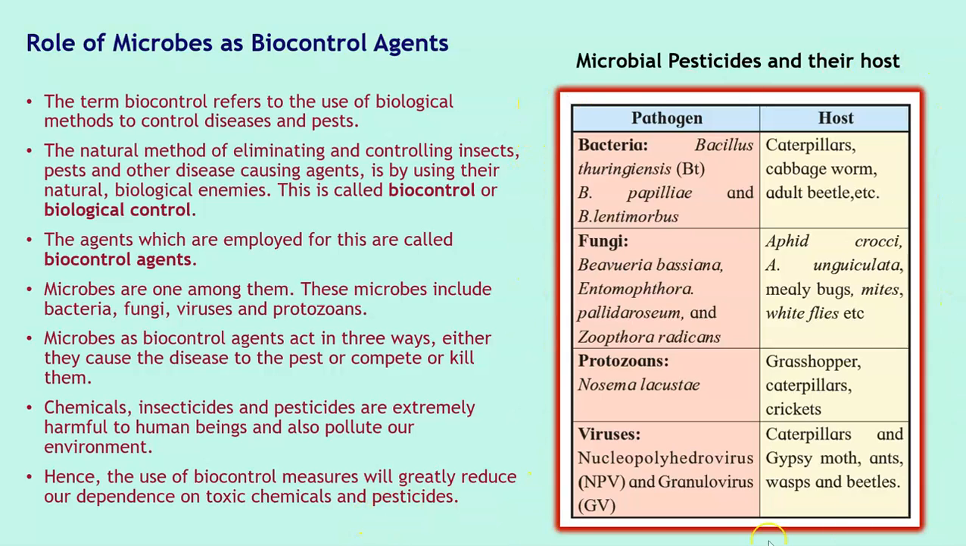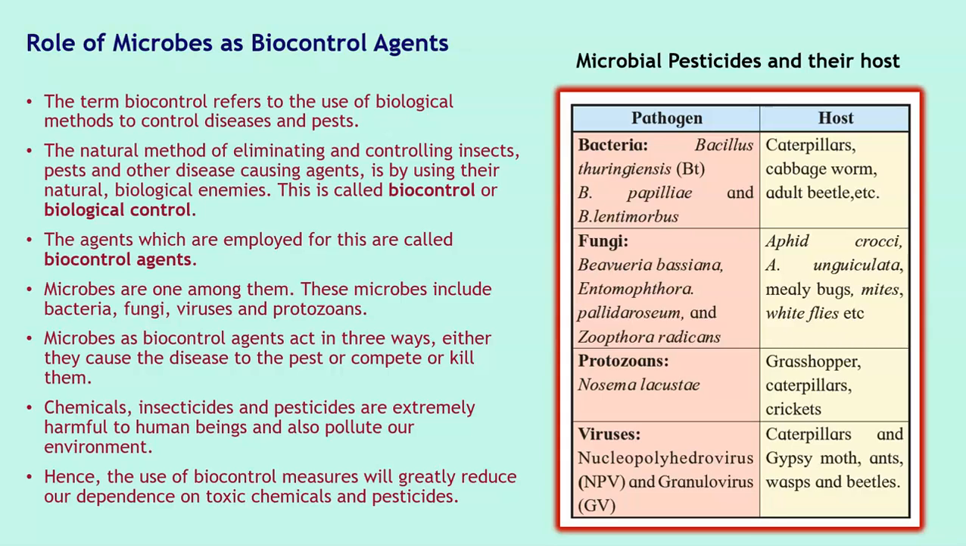Here you can see a list of the microbial pesticides and their hosts. So for example, you have the bacteria Bacillus thuringiensis, which is also called BT, and its hosts are caterpillars, cabbage worm, adult beetle, etc. Now let us elaborate on what work Bacillus thuringiensis actually does. It is used to get rid of butterflies and caterpillars, where dried spores of Bacillus thuringiensis are mixed with water and spread on vulnerable plants such as brassicas and fruit trees. These spores are then eaten by the insect larvae. In the gut of the larvae, the toxin cry protein is released and the larvae get killed eventually.